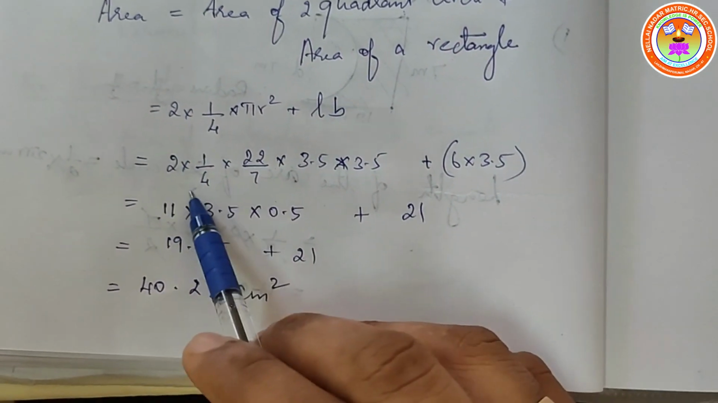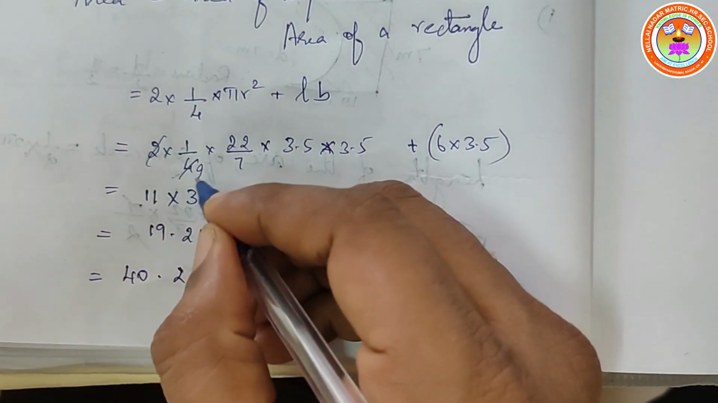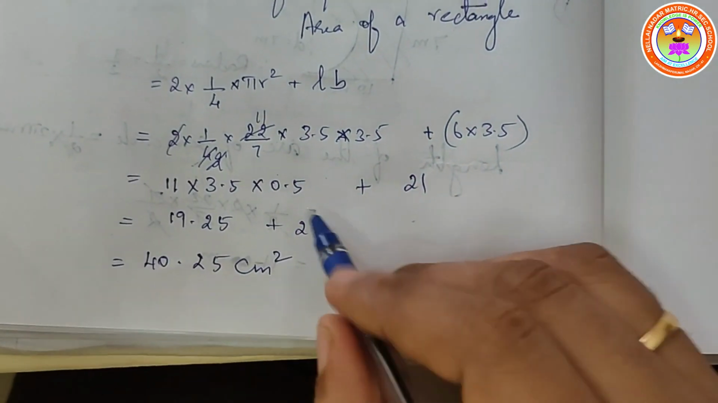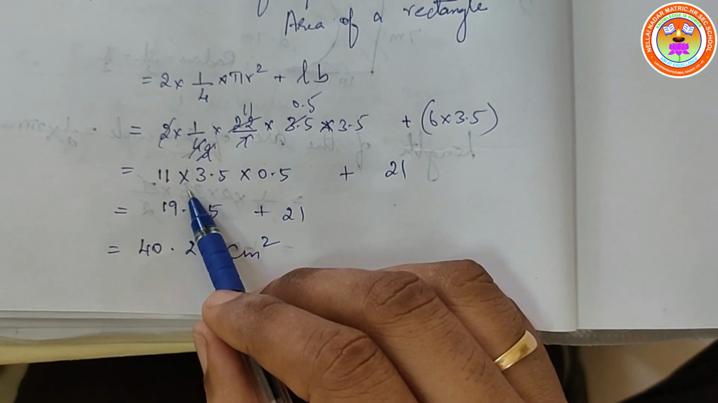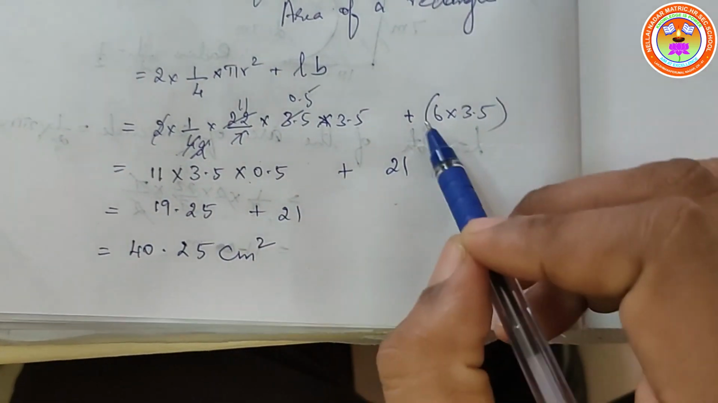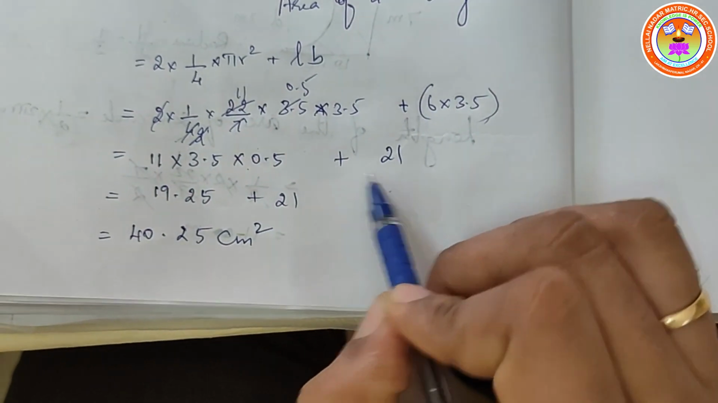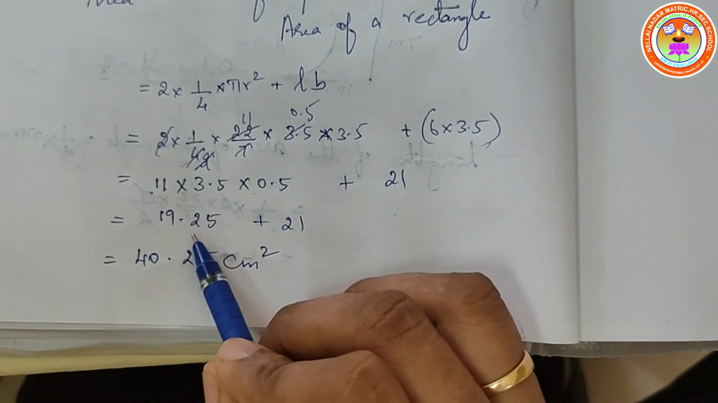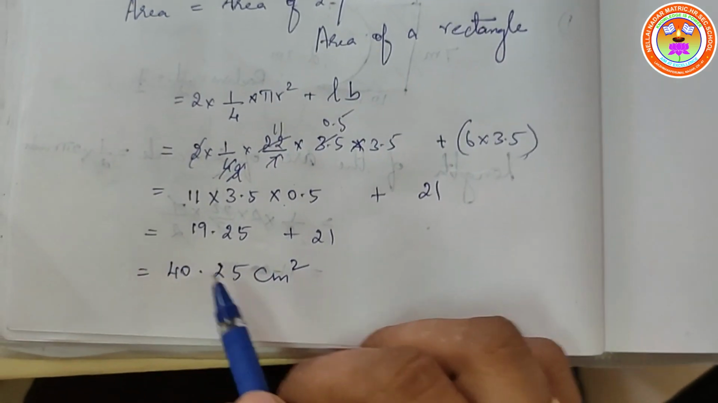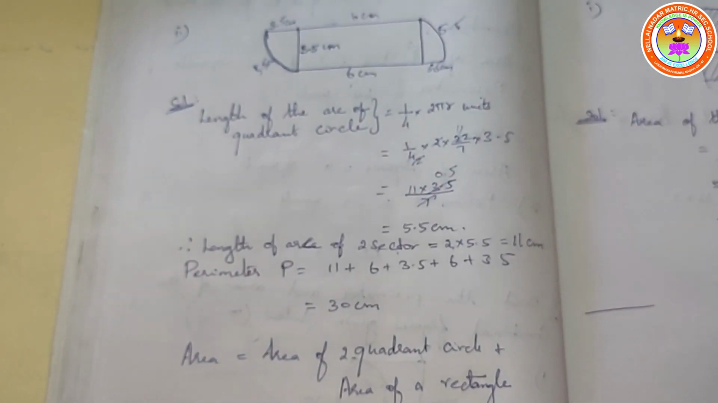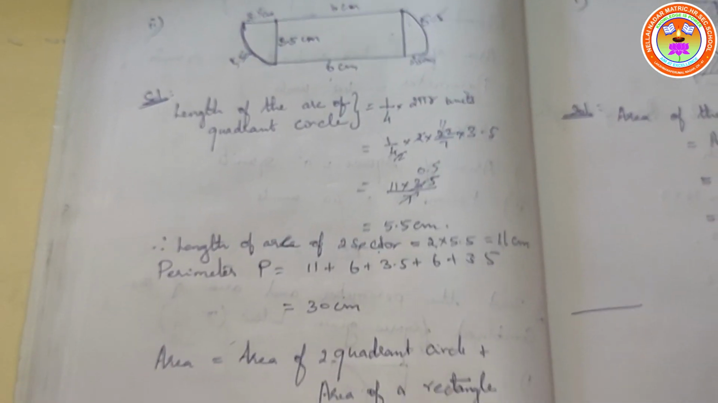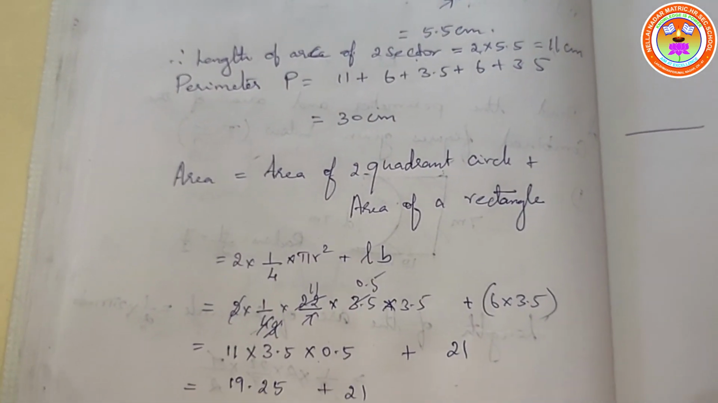So 2 will cancel. Again 2 into 11, so this also gets cancelled, and we get 0.5. So 11 into 3.5 into 0.5 plus 6 into 3.5, which is nothing but 21. So if you multiply all this, it is 19.25 plus 21. 19.25 plus 21 is 40.25. So like this only you have to write it in your note for the second subdivision.